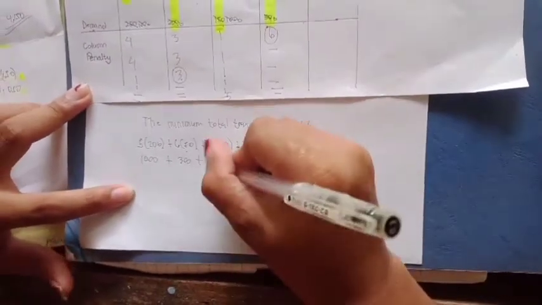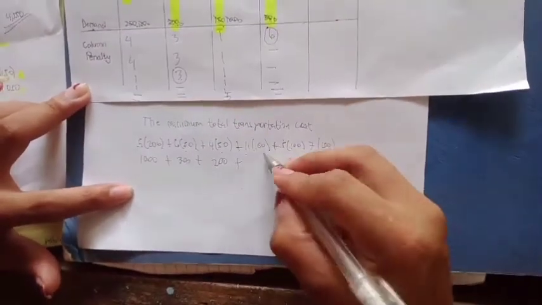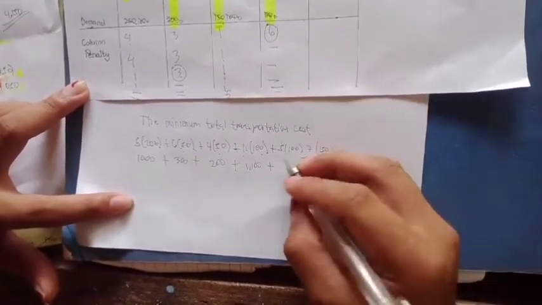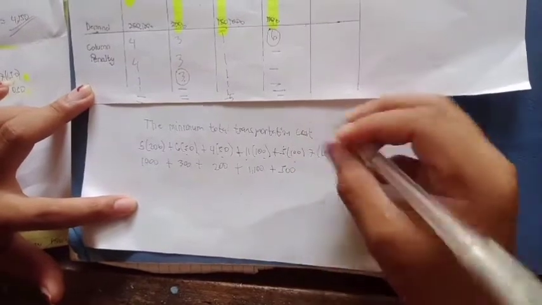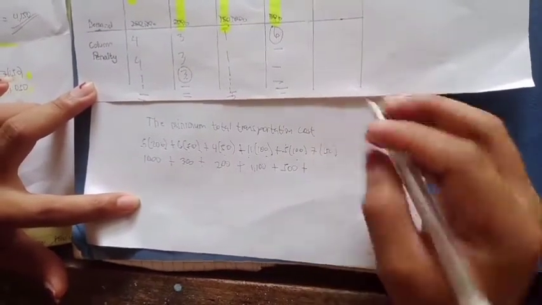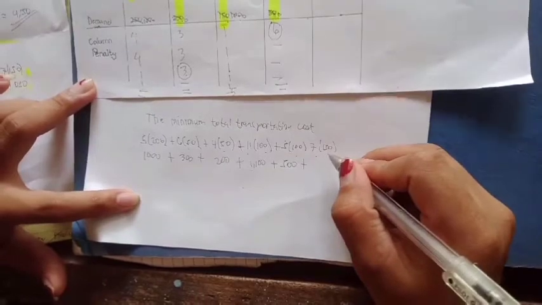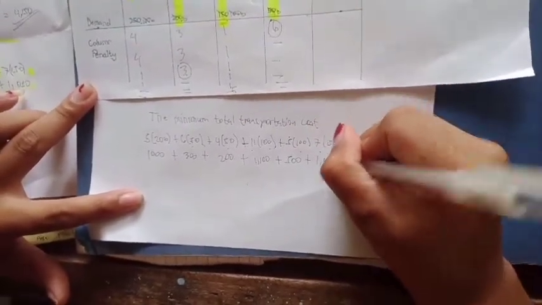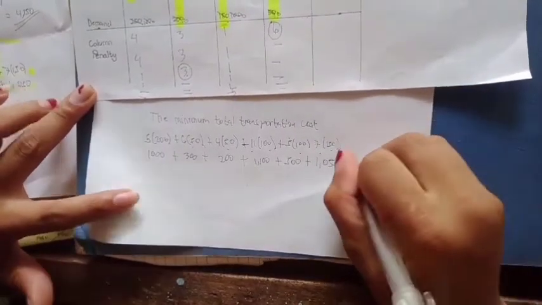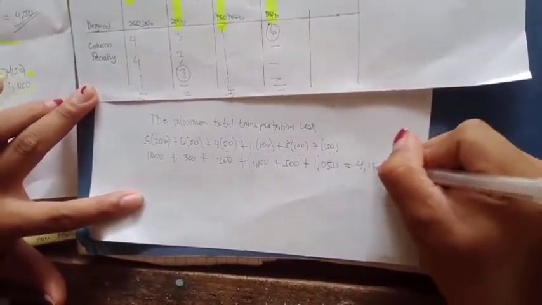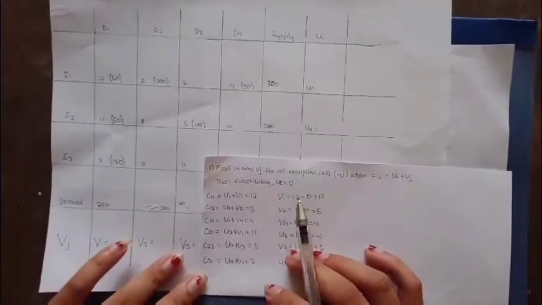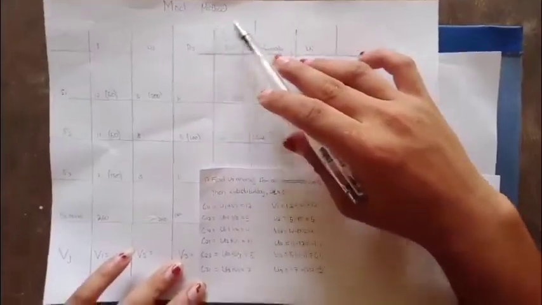50, we have 300, plus 4 times 50, we have 200, plus 11 times 100, we have 1100, then 5 times 100, we have 500, plus 7 times 150, we have 1050, and a total of 4150. So we have the total cost. Then we need to proceed in the MODI method.